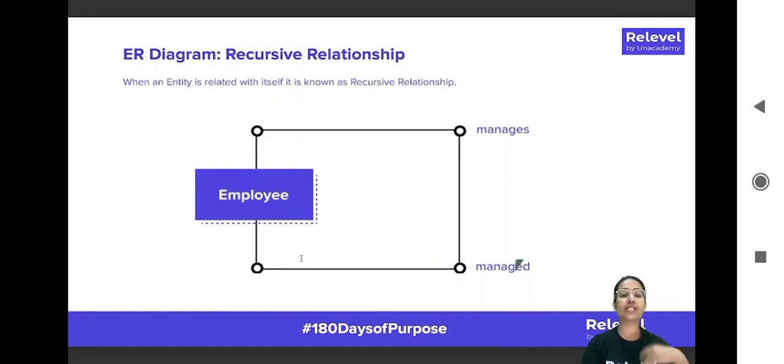Next is the recursive relationship. When an entity is related with itself, it is known as a recursive relationship. An employee manages employees, correct? Let's say I am an employee and I have 3 more employees who work under me. So employees manage employees of the same entity. That's a recursive relationship, when an entity has a relationship with itself.